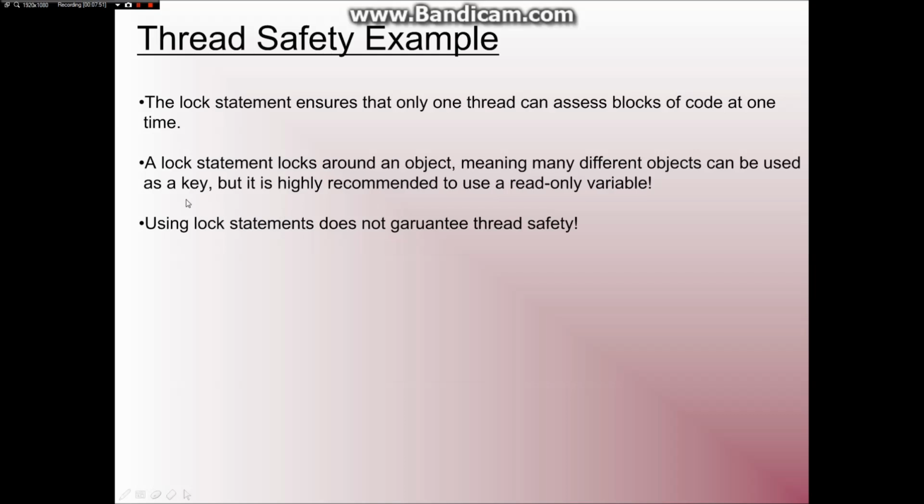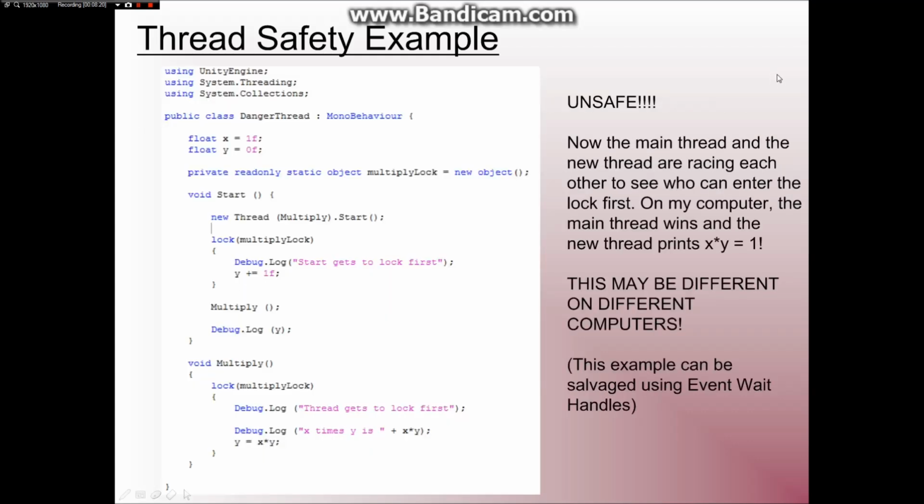But although you can use different objects as a key, you can use Boolean statements, you can use a class even, it's not really recommended to use classes, and it's also highly recommended to use read-only variables. However, although lock can make your code thread safe, it doesn't guarantee thread safety. So if you're using it haphazardly or without really knowing what's going on with the threads, then lock can still get you into some problems, which is what this piece of code highlights here. This piece of code, although I've used lock, is still thread unsafe, because what we get is race conditions.